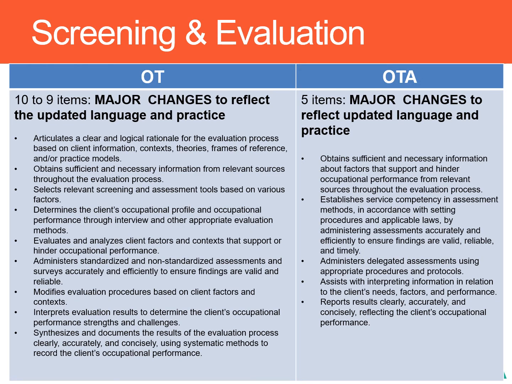The third category is screening and evaluation. For the Occupational Therapy Students tool, the items were reduced from 10 to 9 items, with major changes to reflect updated language and practice. The Occupational Therapy Assistant tool has 5 items, again with major changes in the language to reflect updated practice and documents of the association. All of the language in both of these, the OT and the OTA students tool, focuses on the new framework language.